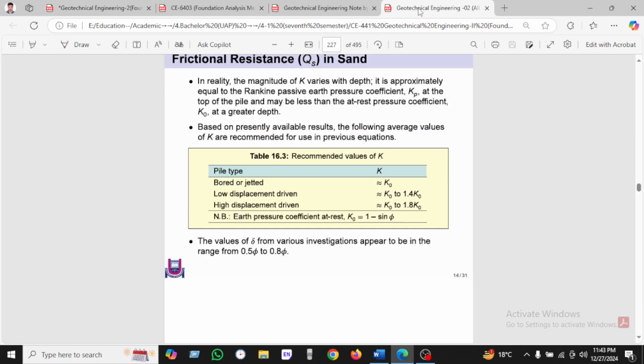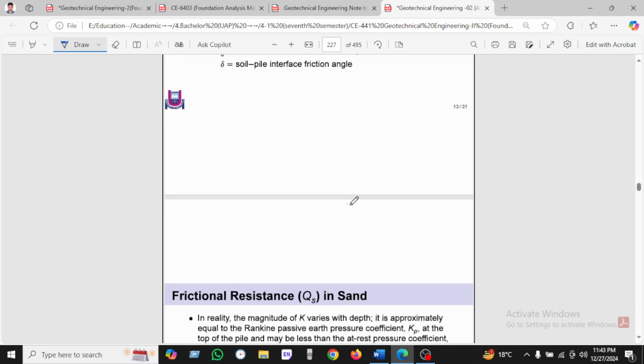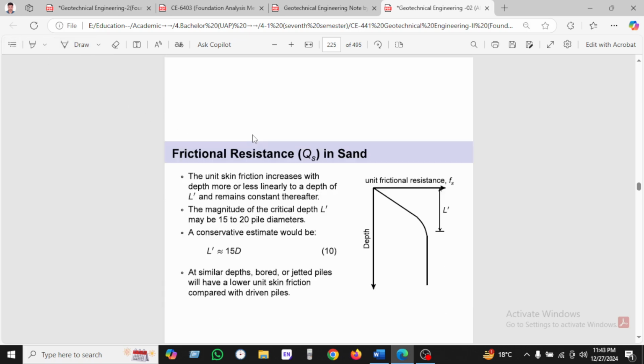So we can see here the relationship between k and k naught. The recommended value of k is 2.1. We can see here another.